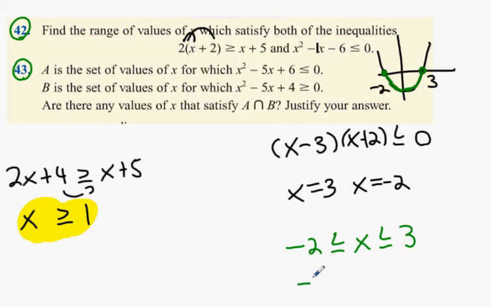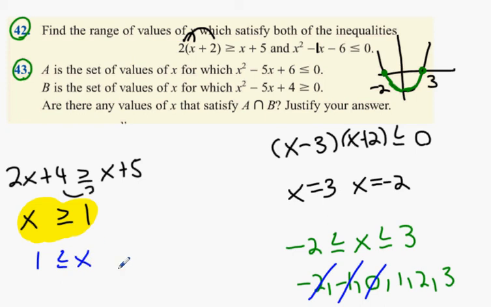The answer to this question is technically minus 2, minus 1, 0, 1, 2 and 3. Which numbers am I not allowed by the second answer? I'm not allowed these ones because they're not bigger than or equal to 1. So my answer is 1, 2 and 3, or you can write it as 1 is smaller than x is smaller than 3. Because you have to join both answers together. It's not enough just to have one answer. You actually have to combine both sets of answers together.